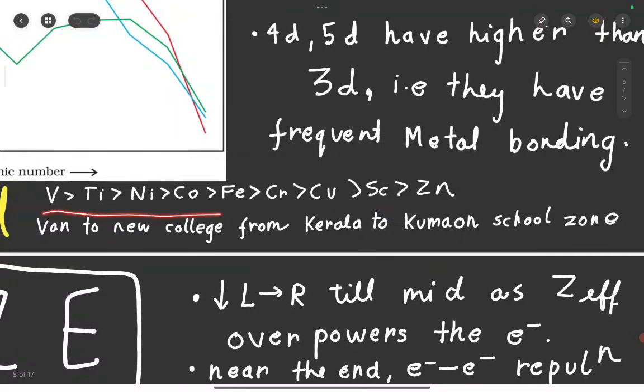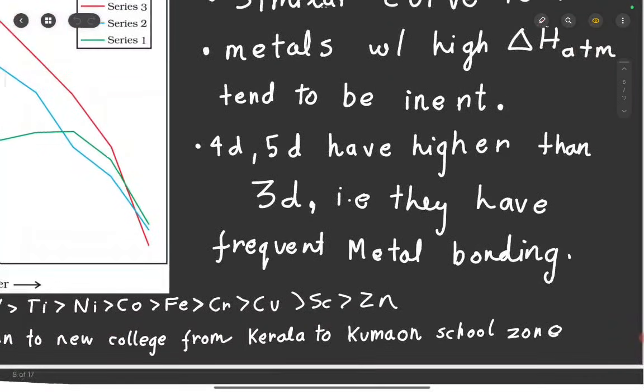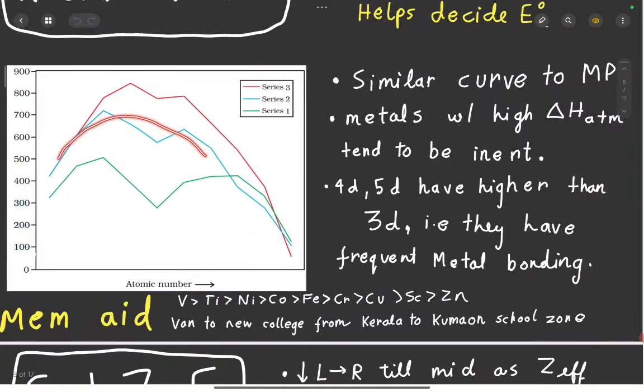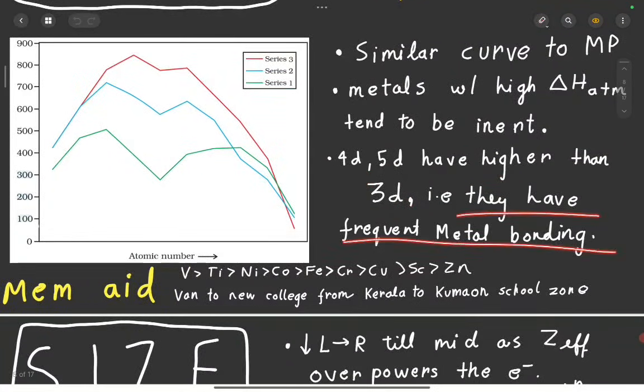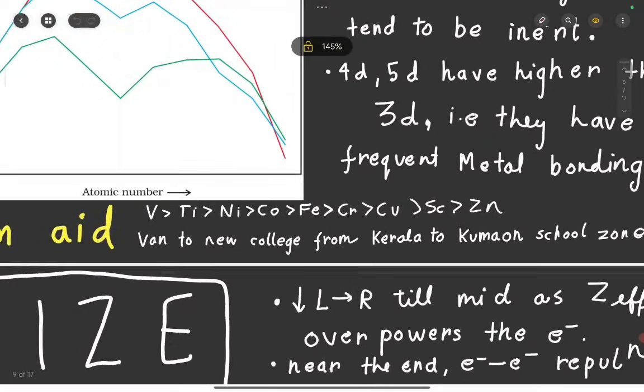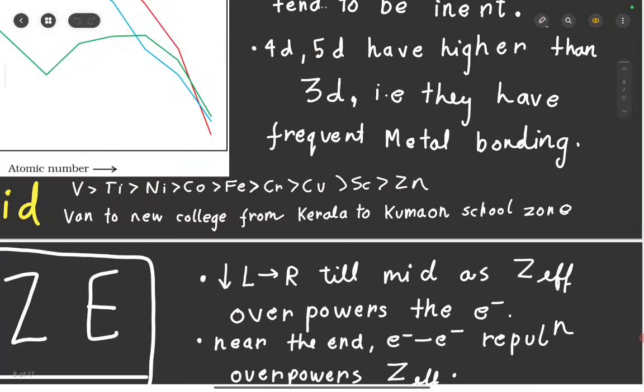created a memory aid to help you remember this order, and we'll come to it later, but one second, I want to tell you that the 4D series and the 5D series have higher enthalpy of atomization than the 3D series because they have more frequent metal bonding. Okay. Now let's learn the mnemonic. Basically, the order is vanadium has the highest enthalpy of atomization, and zinc has the smallest enthalpy of atomization.